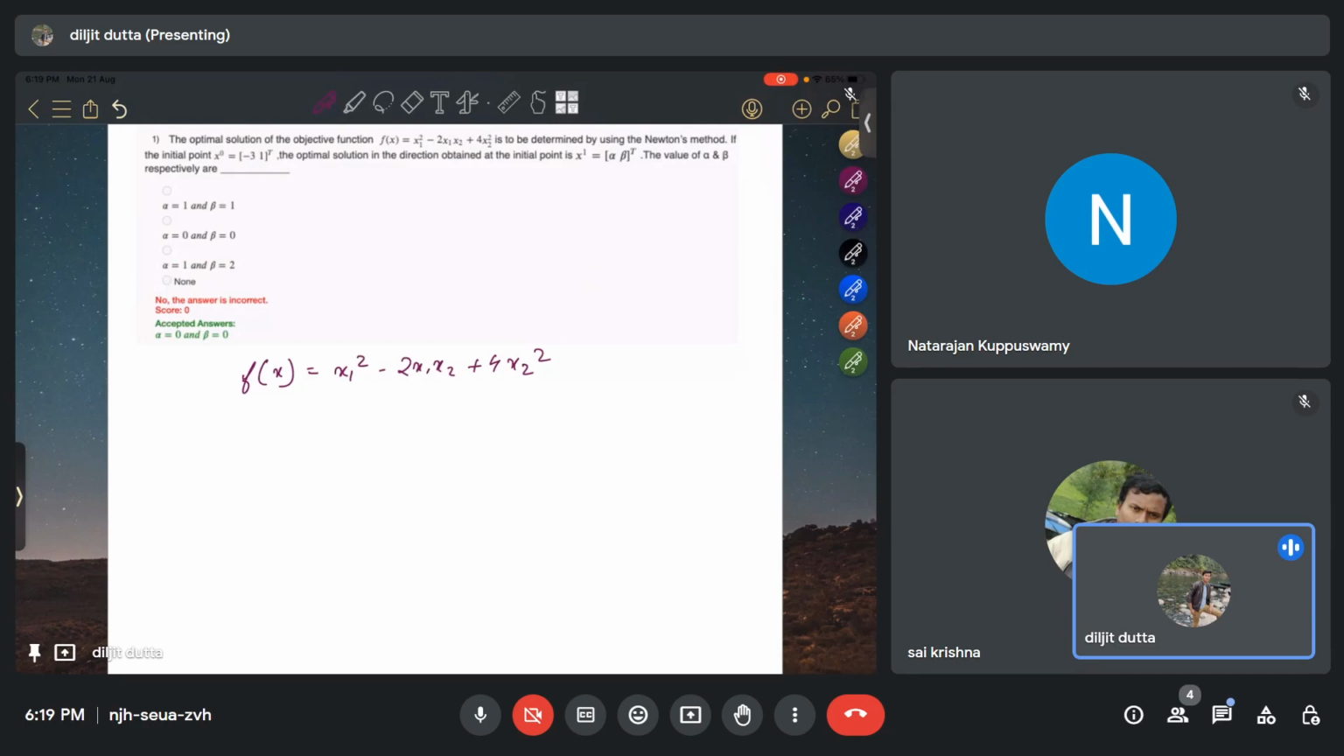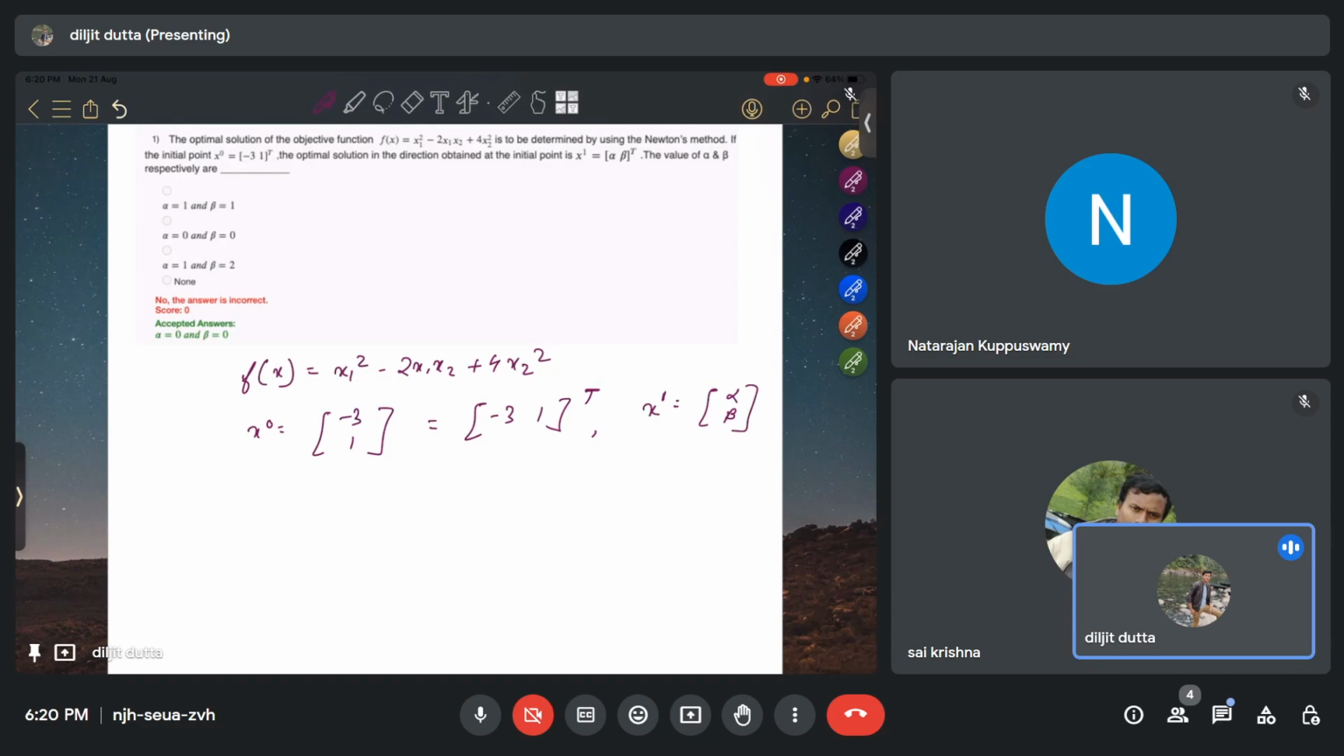If the initial point x naught is equal to (minus 3, 1) transpose, the optimal solution in the direction obtained at the initial point is x1 equal to (alpha, beta) transpose. So we have obtained some optimal solution x1 equal to (alpha, beta) after doing Newton's method. So we have to find the values of alpha and beta.